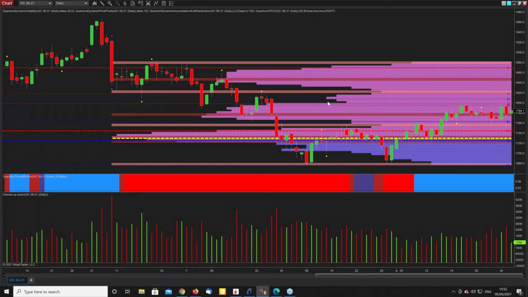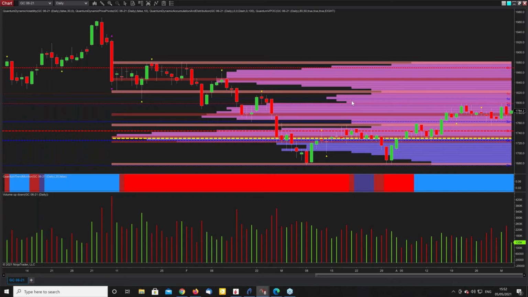These two levels here are tiny. They've only been tested once. You can see the little one over here. So these levels here have only been tested once. They're minor, they're not significant, and therefore they're unlikely to cause any problems for the price to break through. In addition to that, you've got this nice low volume region here.